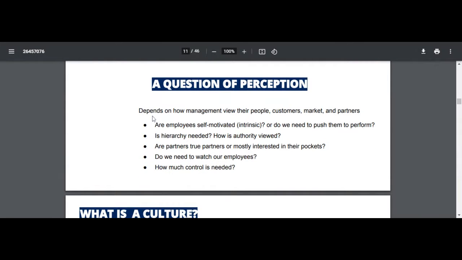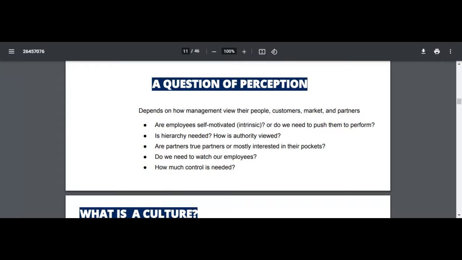It's also a question of perception, and I don't think we've talked about it. Why do we see processes? Why do we see rules? Why do we see that in certain places they're flat, and in certain places they have a tree hierarchy? Why do some businesses spend more time with their people? Why do some businesses trust or mistrust their employees? It all comes down to how the leadership views people, and how they view their partners in the market.